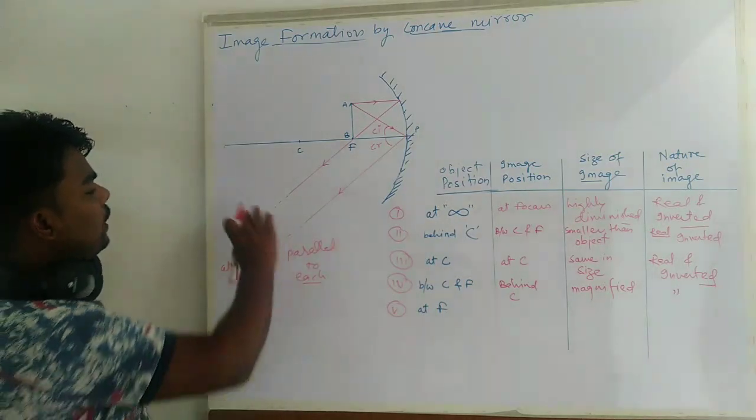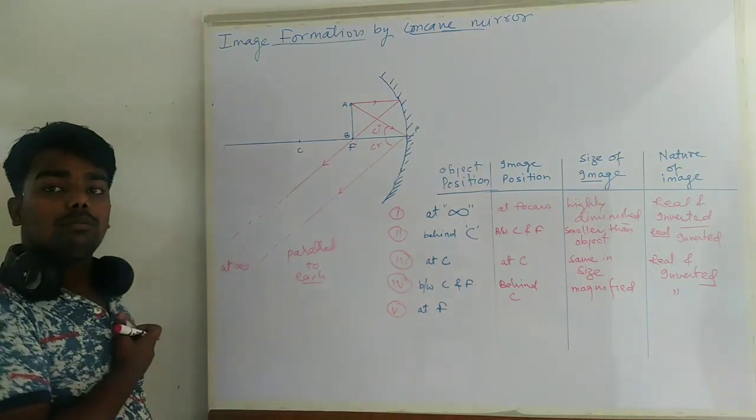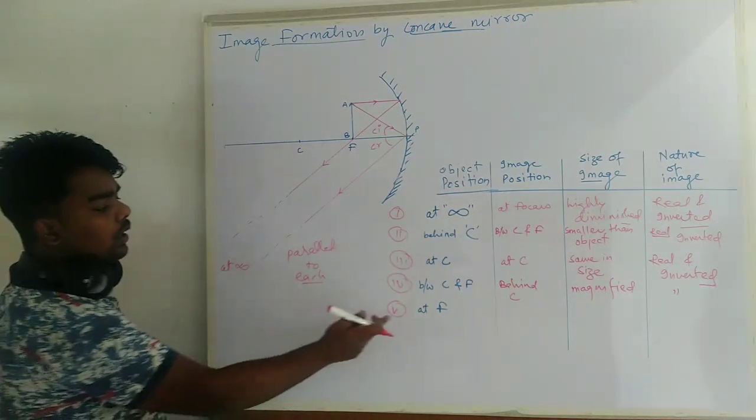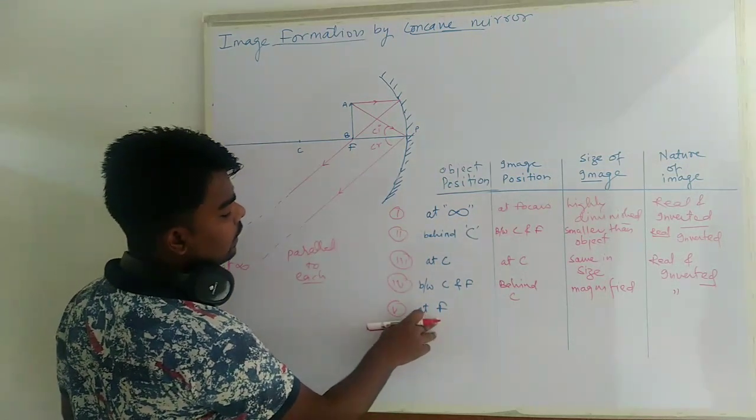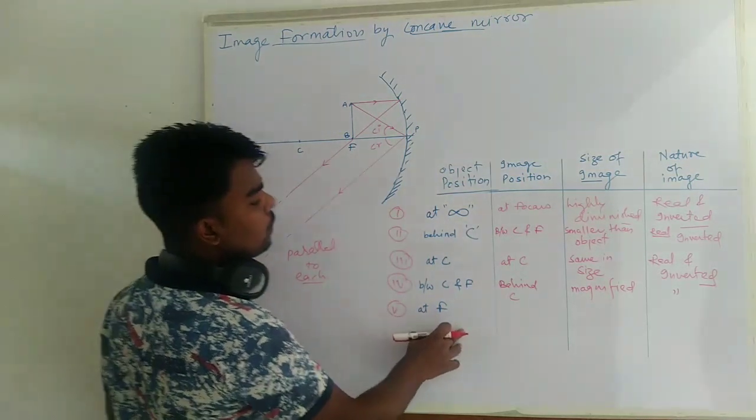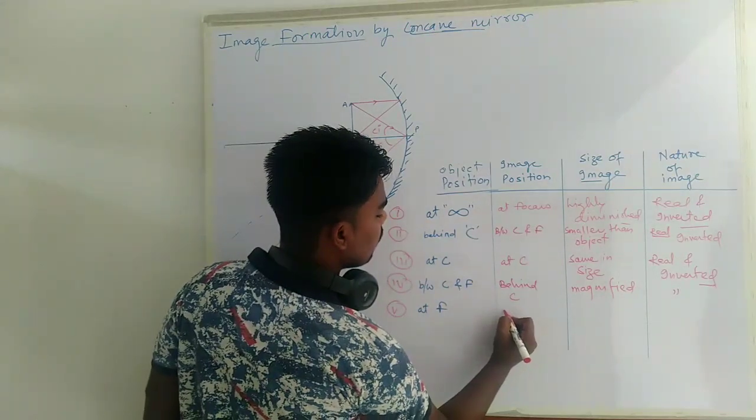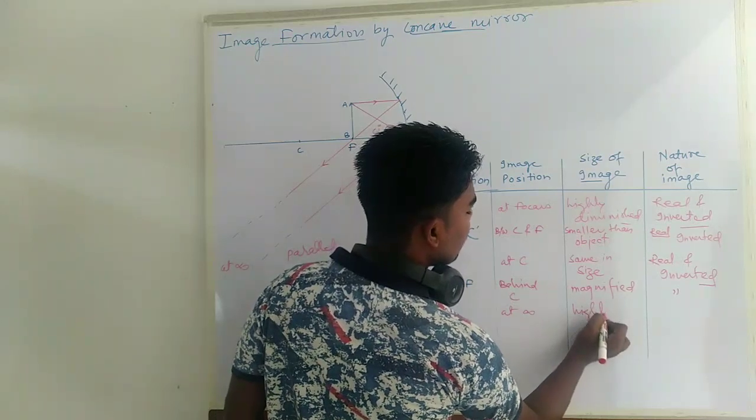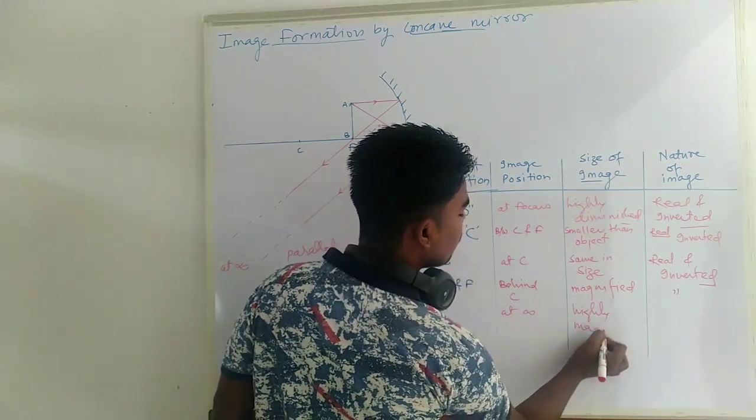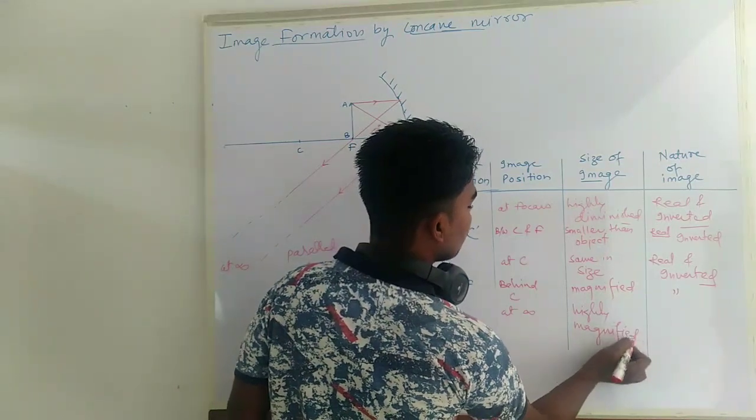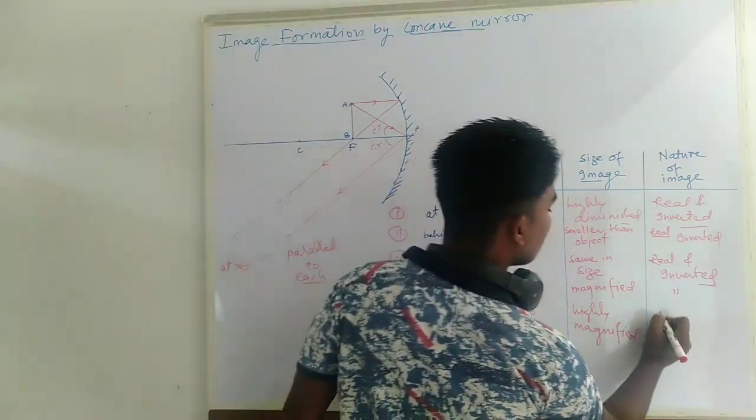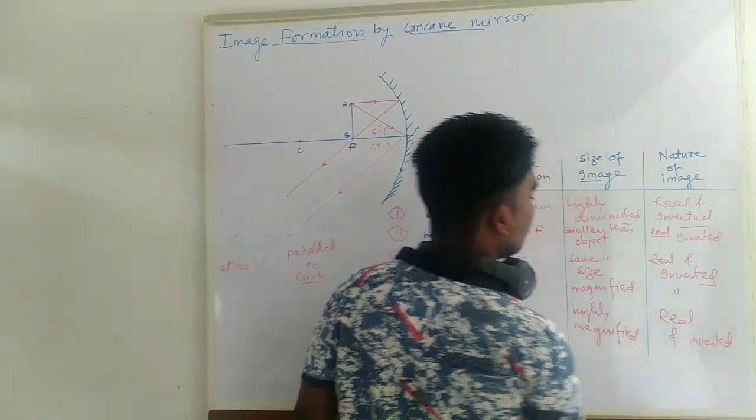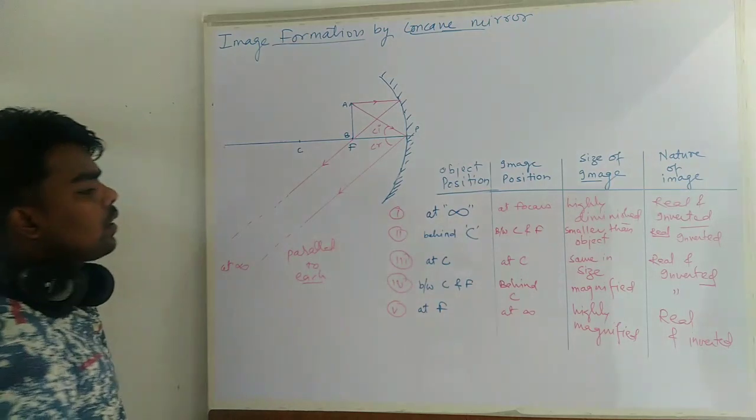And that image we will see will be very large, magnified, as well as inverted. Okay, so you can write, if the object is placed at F, its image is going to form at infinity, and the size will be highly magnified, as well as what will be the nature? Real and inverted. Okay, that will be the nature of the image.